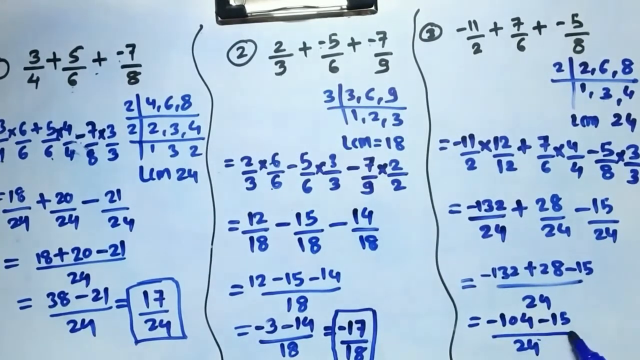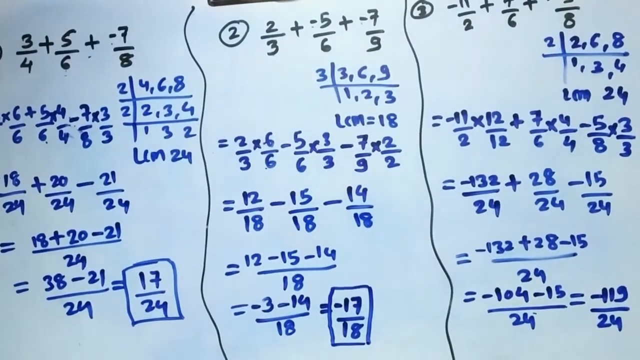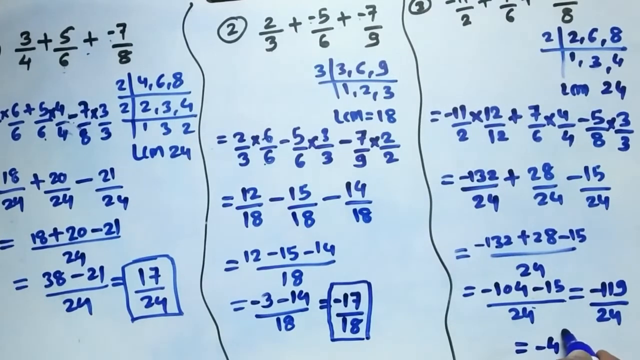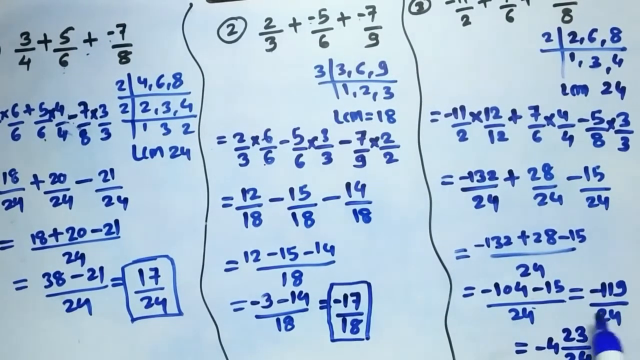Now both are negative integers, just sum them. What you will get? Minus 119 upon 24. So friends, now it is improper, so numerator is greater. So what we'll do, we'll just divide it by 24. 24 4s are what is there, friends? 96. Then what is left? 23 upon 24. So this is your final answer.